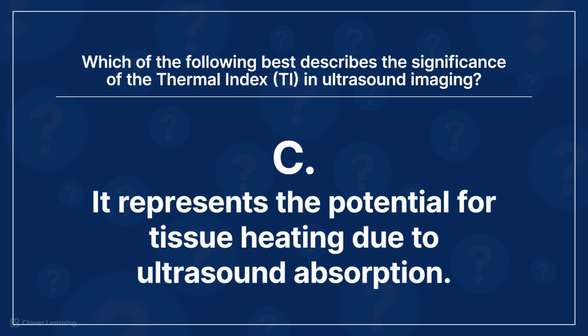The correct answer is C. It represents the potential for tissue heating due to ultrasound absorption. It provides a ratio of the acoustic power used to the power required to raise tissue temperature by 1 degree Celsius. The TI is critical in fetal imaging, where excessive heating can cause developmental concerns. The mechanical index, or MI, rather than TI, quantifies the likelihood of cavitation. The TI does not measure peak negative pressure or reflected energy.